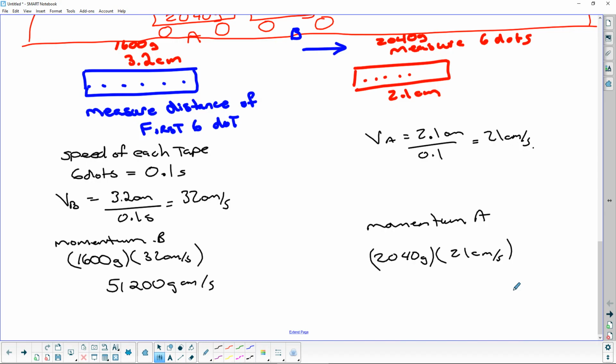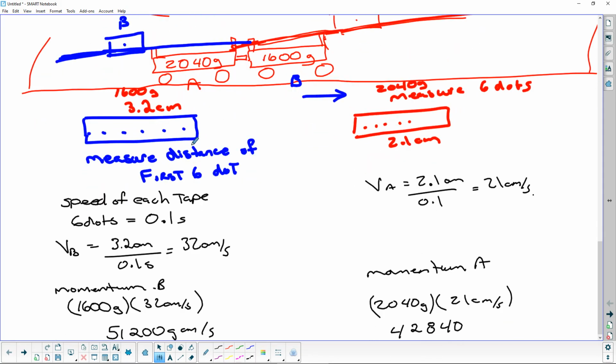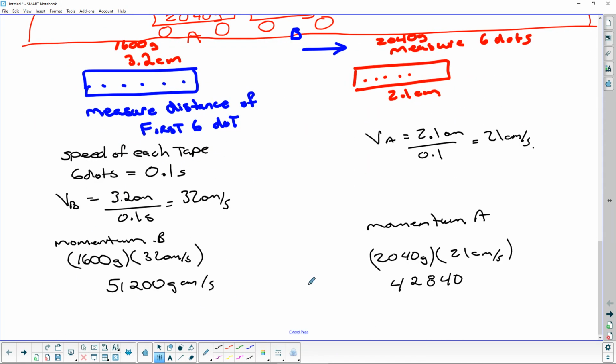So 20, 40 times 2,100. Okay, so I've got 42,840. Significant figure wise, probably should only be doing 2 figures just because of accuracy of things. So if we go 2 figures, let's say that this is 51. And this one's going to be 43.